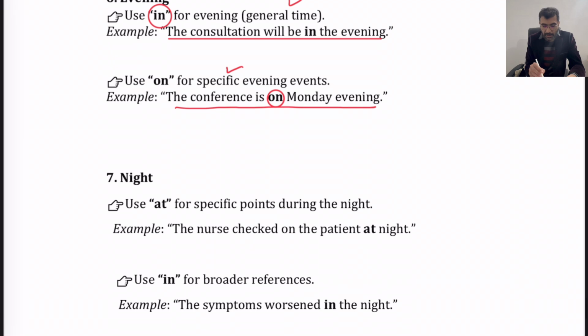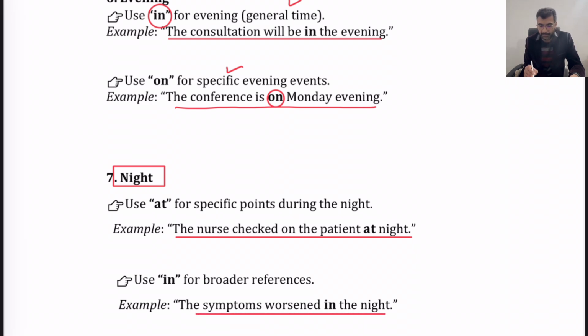Then night. Normally for night we use at. The nurse checked on the patient at night. When we are talking about night in a broader term, the symptoms worsen in the night. So when it's a broader reference, we use in. Otherwise, the appropriate preposition for night is at.